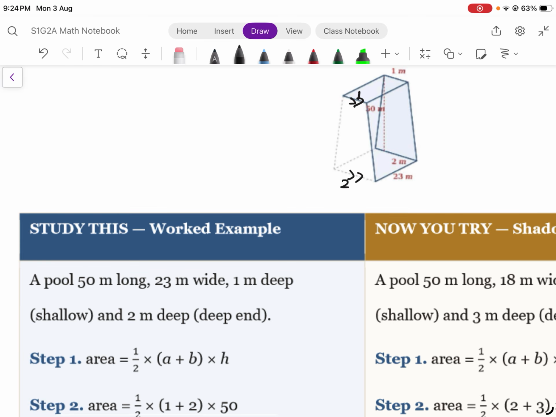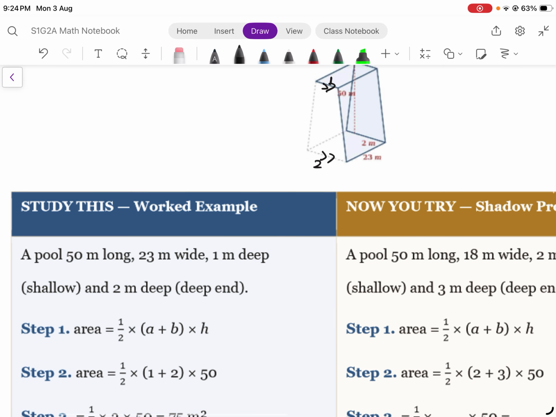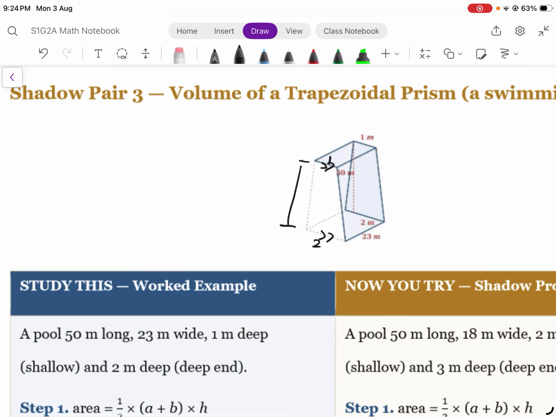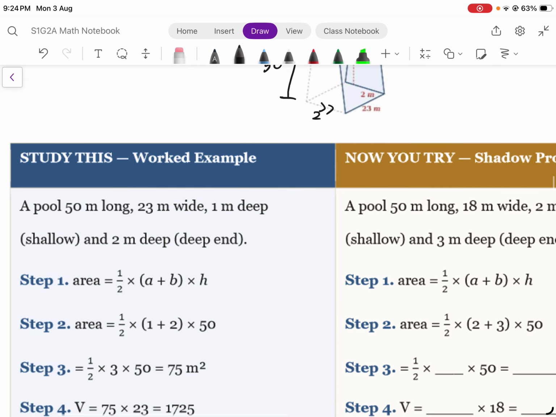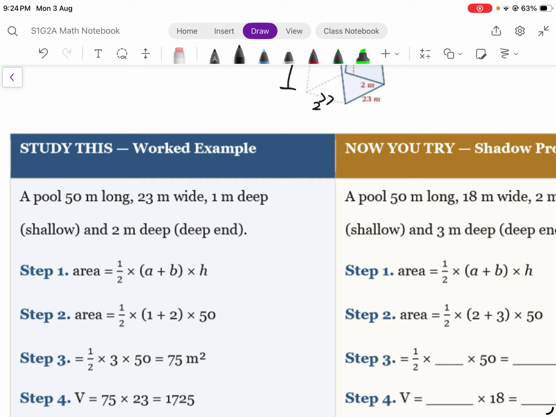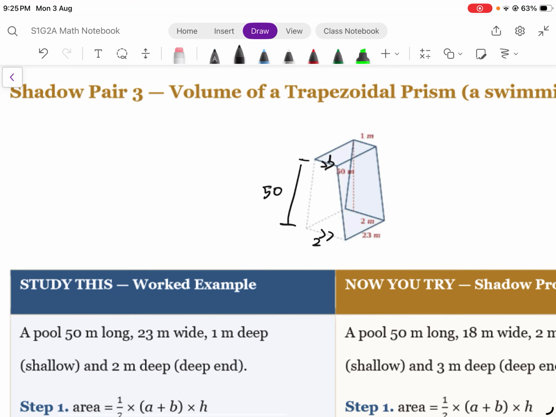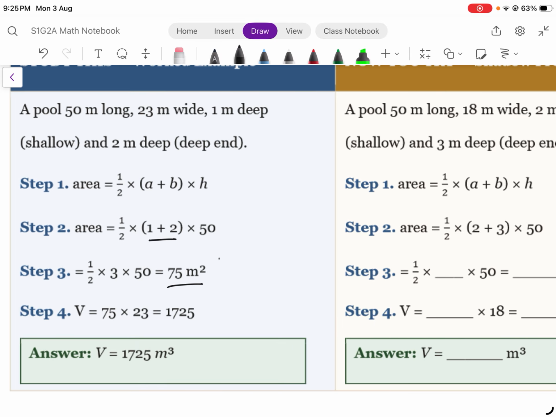So we have half times base times height. Our height is 50 meters long. So we get half times (2 plus 1) times 50. So half times 3 times 50, 75. When you multiply everything out, you will get the area of the trapezium to be 75.